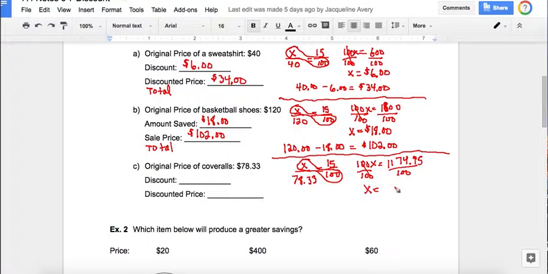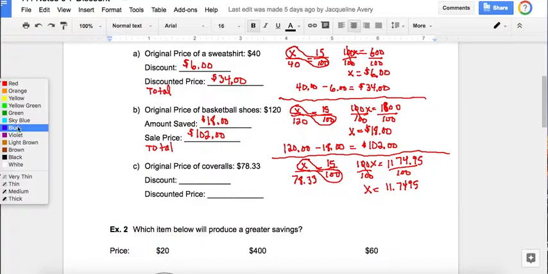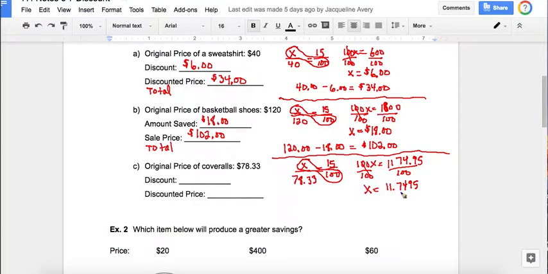And when we divide that by 100, we get 4 places after the decimal. So anytime we end up with more than 2 places after the decimal, and we're talking about money, we have to make sure we round. So this is how we round.